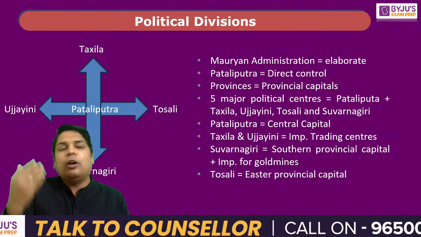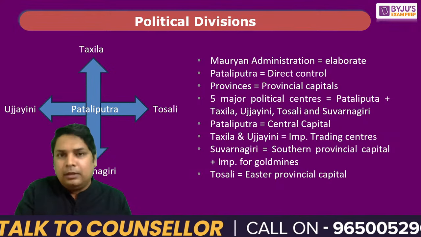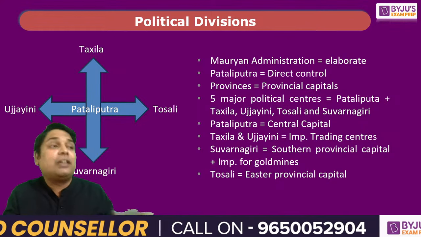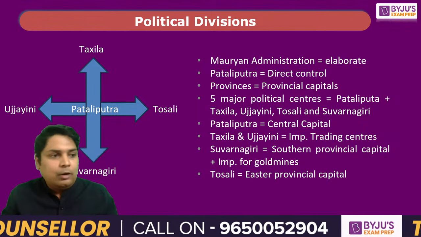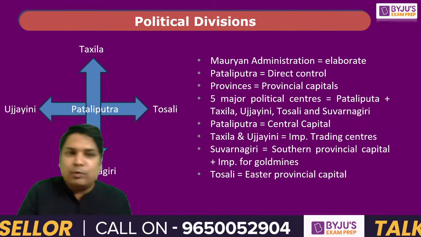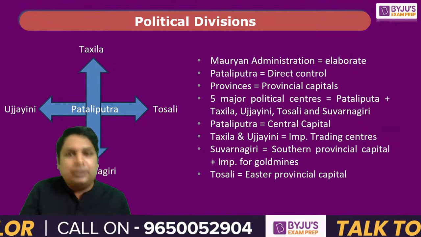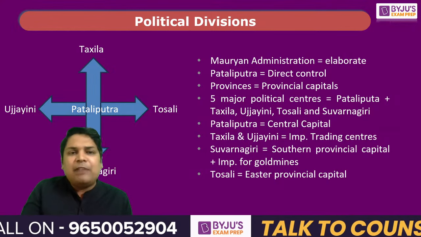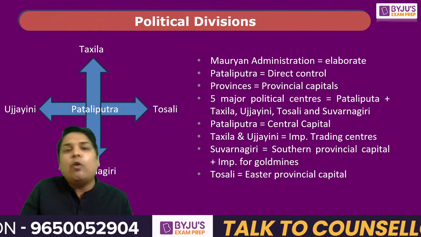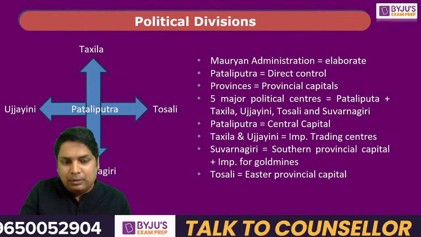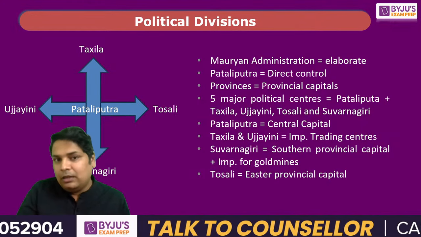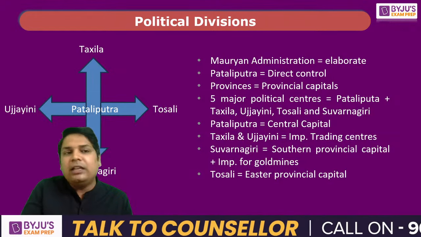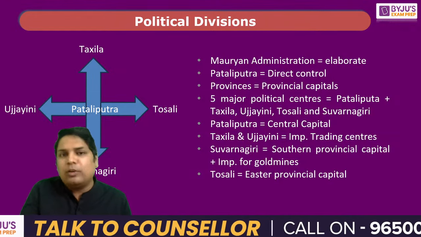So your Uttarapatha, the five most important provinces, the five most important political divisions of the Mauryan Empire. Obviously the first one was Pataliputra, that was the central capital, and the king had direct control over it. But apart from that, there were four important regional centers of power, right? And those four centers were Takshila, Tosali, Suvarnagiri, and Ujjaini. Ujjaini is also known as Ujjain.